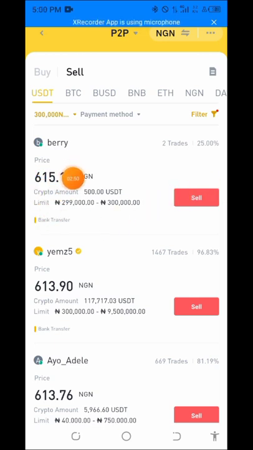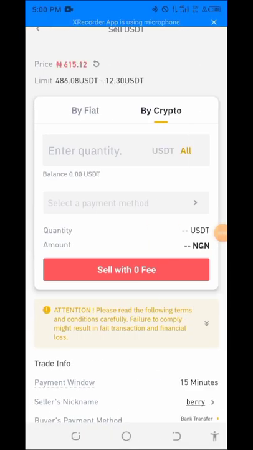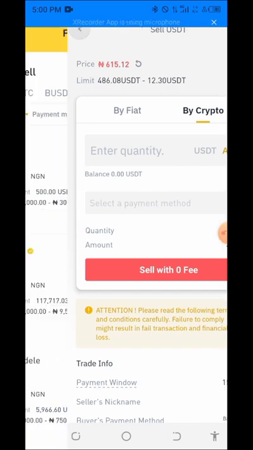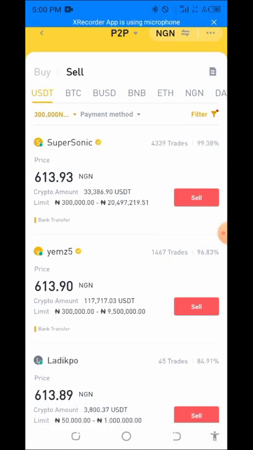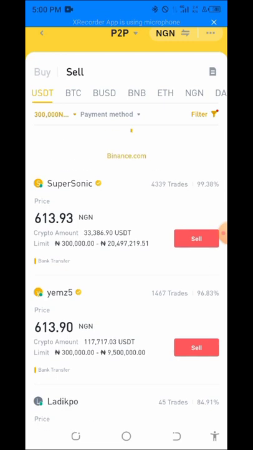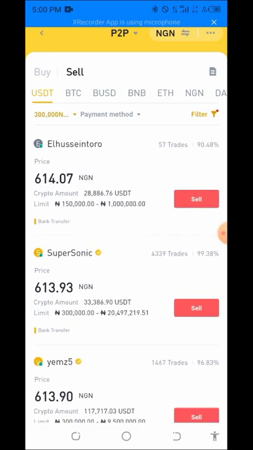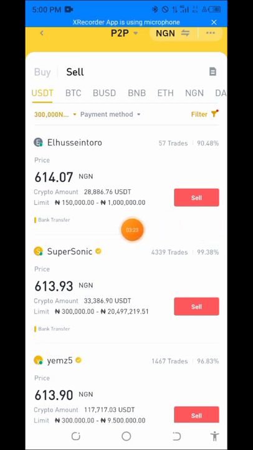This guy Barry is selling at 615. Look at the range, 299 to 300,000. Okay, he's selling at 615. Let's check him out and see. Sell, 615. Yeah, this one is okay. Let's check on another one. Supersonic. This is another one. Let's check on this very person. 150 to 1 million. So let's check on this person.